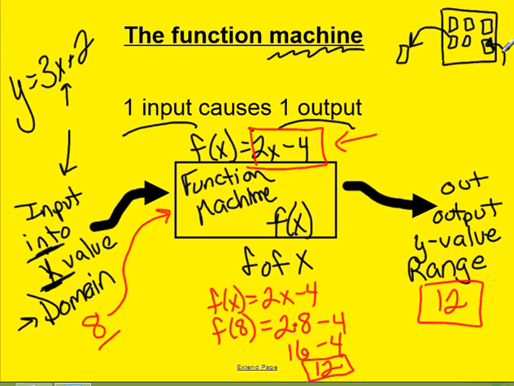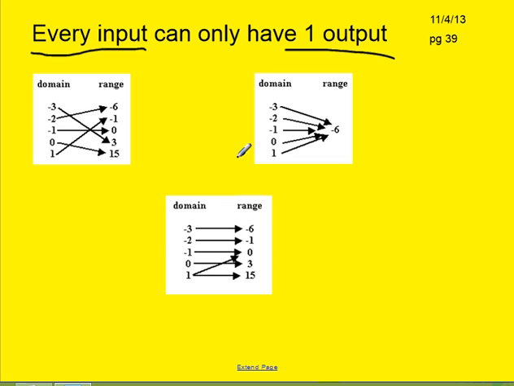Who would want a vending machine where sometimes you put money in and get a soda, and sometimes you put money in and you get no soda? That wouldn't be a very effective machine, would it? You want something that is consistent. One input gets one output. You know what's going to happen to it.